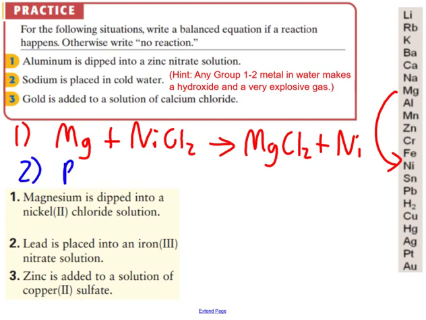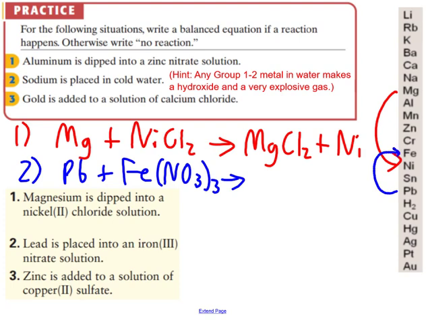Lead is placed in a solution of iron 3 nitrate. Alright, let's see what we've got here. Lead is placed into iron. Uh-oh. Lead is not active enough. It will not work. No reaction. Alright, let's finish up.